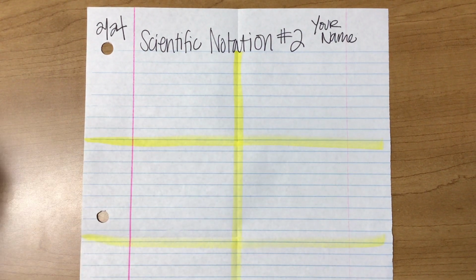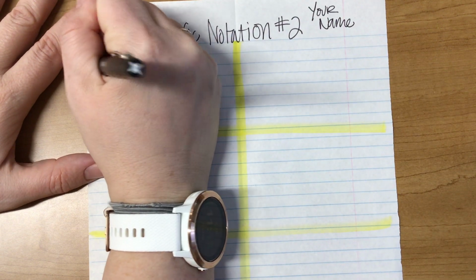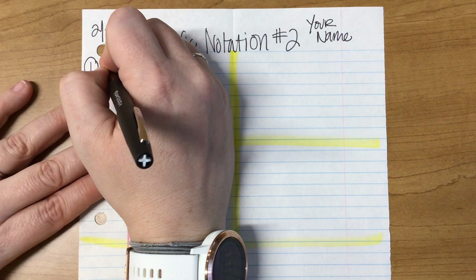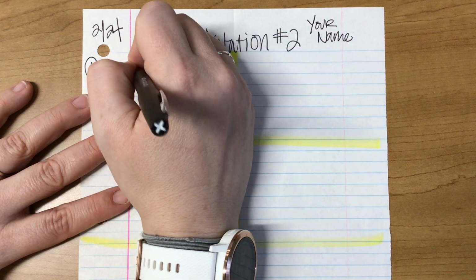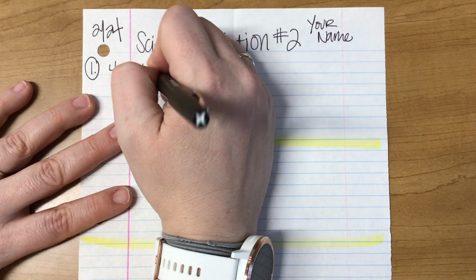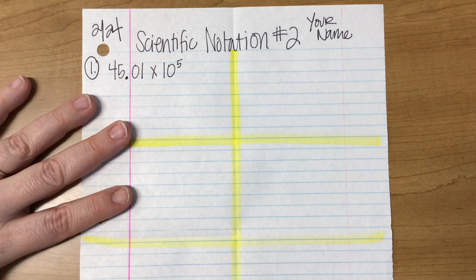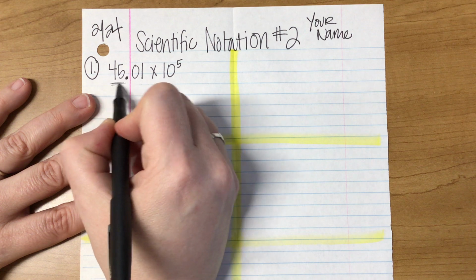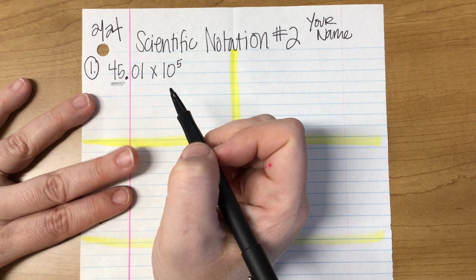But our scientific notation is wrong. We need to fix it. So there are a couple ways of doing this. And we're going to start with just taking the scientific notation, so 45.01 times 10 to the 5th. And I know this is wrong. This is not correct scientific notation because scientific notation would have a 1-digit number and I have a 2-digit number. So let's talk about what went wrong.